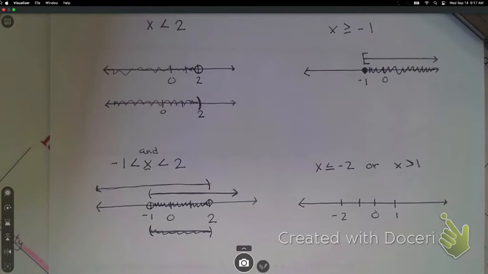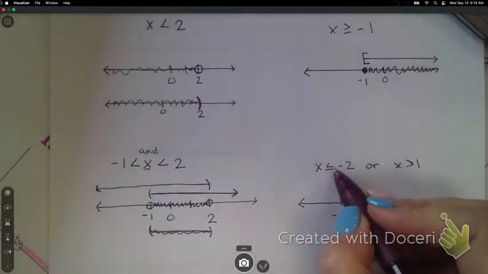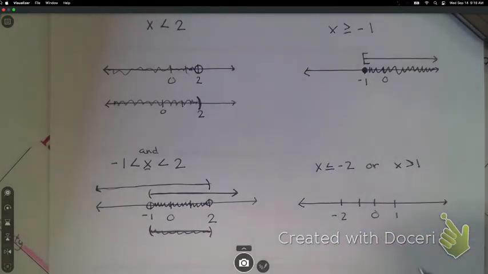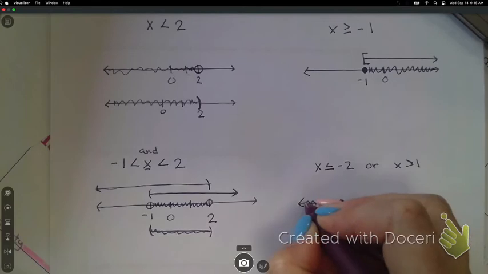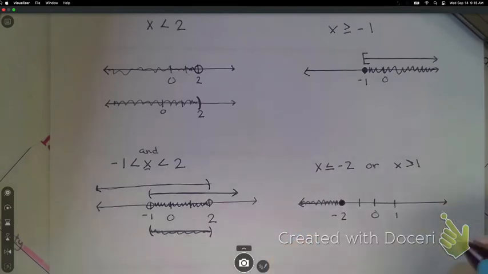It's or x is greater than 1. Okay, so x is less than or equal to -2. So is that to the right or to the left of -2? The left. Is it an open or closed circle? Closed. So closed circle at -2 and to the left.